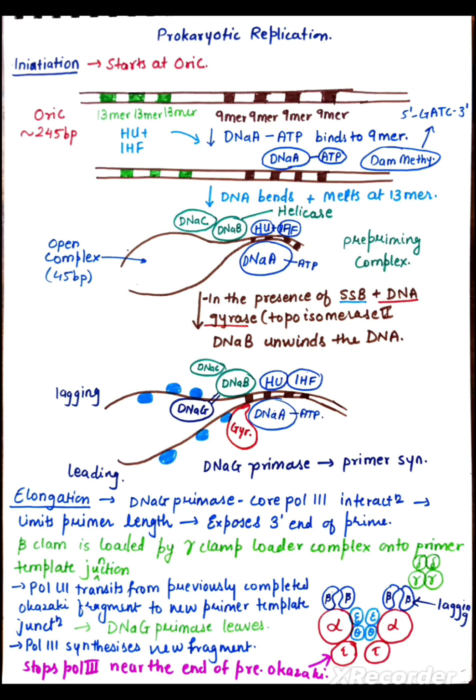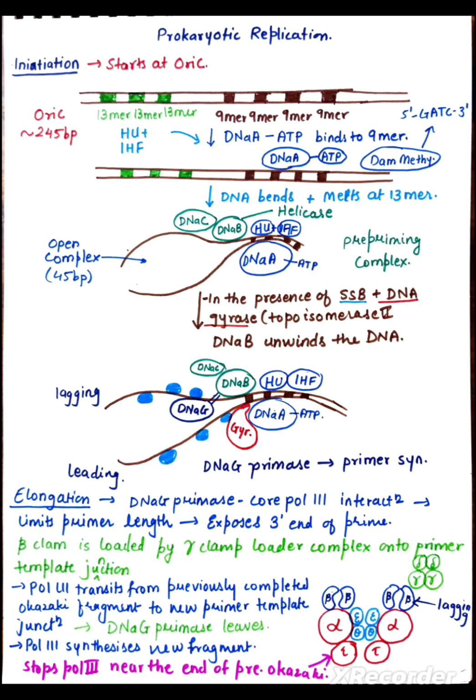that takes ATP along with it and binds to the 9-mer repeat. Along with that, there come factors like HU and IHF that will bind to the DNA, and the DNA will slightly bend now. As the DNA bends, helicases like DnaB, okay, in prokaryotes the helicase is DnaB and it is loaded by DnaC.